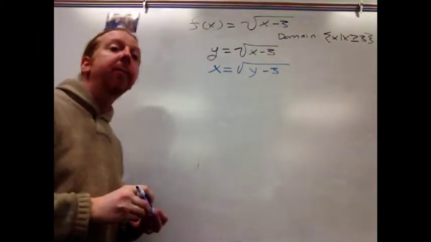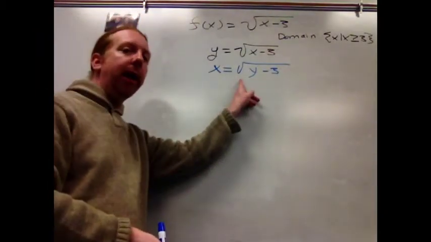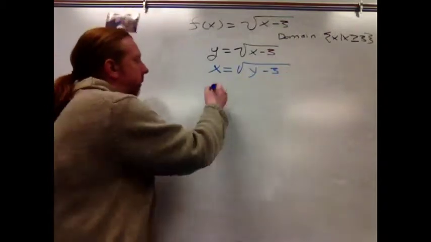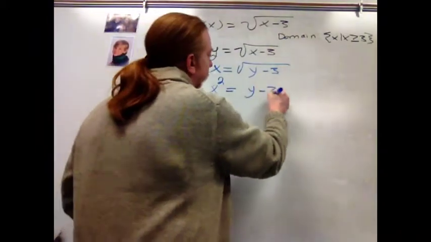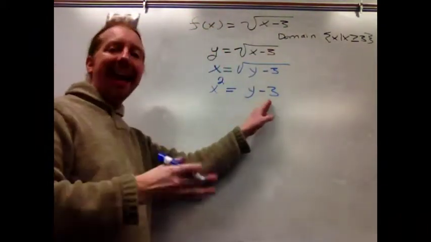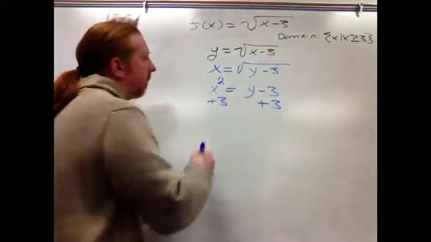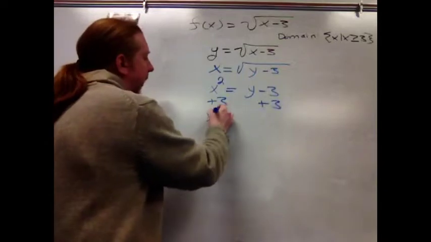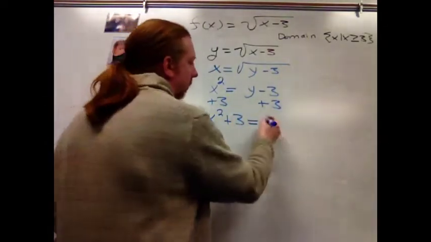I do that because my objective is to solve that ultimately for y. I need to get rid of a radical, so I'm going to square both sides of the equation. So that gives me x squared is equal to y minus 3. Remember, I accomplished that by squaring both sides. Now I'm going to add 3 to both sides of the remaining equation. My result is that x squared plus 3 is going to equal y.